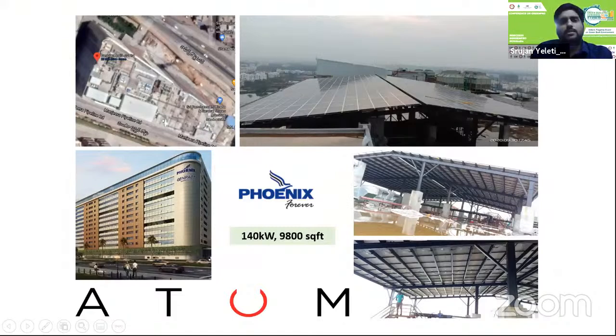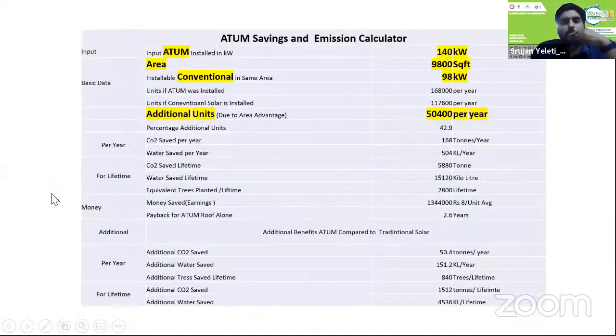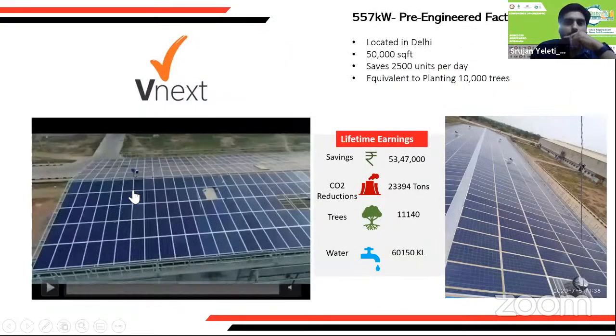Just to give an example, this is a 14-floor building. They have covered their entire roof with Atom. Now the entire real estate on the roof is usable. And the kind of area advantage that I'm speaking about: if this project was done with a normal conventional mode, they would have got only 98 kilowatt. With Atom, you can get 140 kilowatt. What this means is 50,000 additional units every year. That's the kind of additional advantage that we're giving.